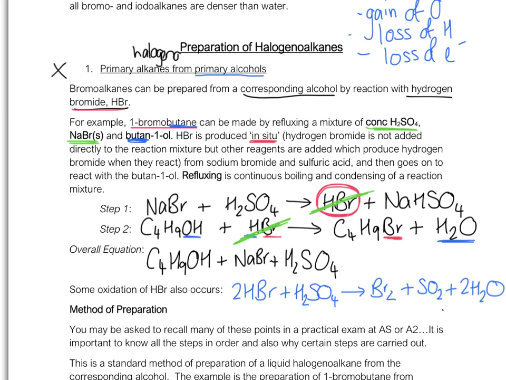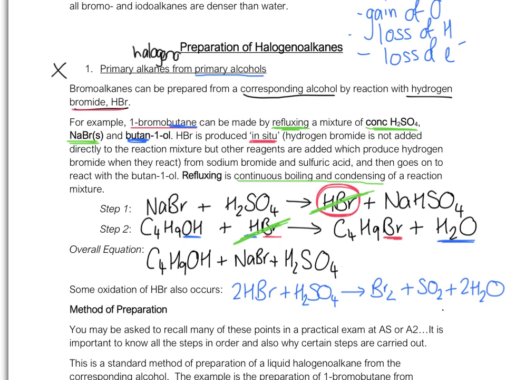And the important thing about the reaction conditions is that we start by refluxing. We reflux a mixture of our three reactants: our butanol, our concentrated sulfuric acid, and our sodium bromide. Refluxing, as we'll see in a diagram on the next page, is, as it says here, continuous boiling and condensing of a reaction mixture. So the reaction boils and then condenses. We'll come back to that in a second.